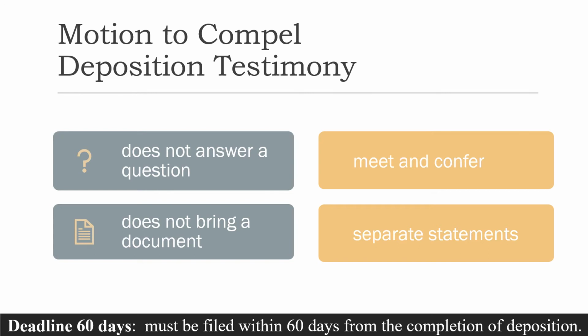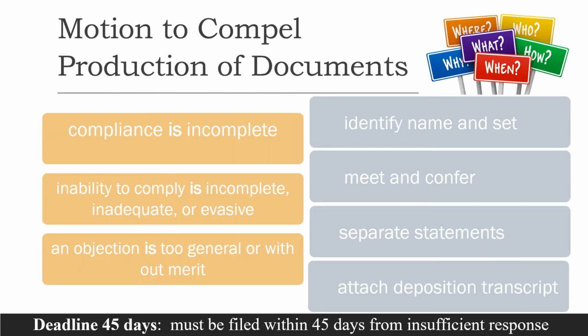And there's also a notice of motion that may be given to do an oral deposition, and that would be for a party witness. The deposing attorney may give notice of the time and place of the motion. This all has to be done within 60 days, which is the timeline. A motion to compel must be filed within 60 days from the completion of the deposition transcript. Motions to compel production of documents.